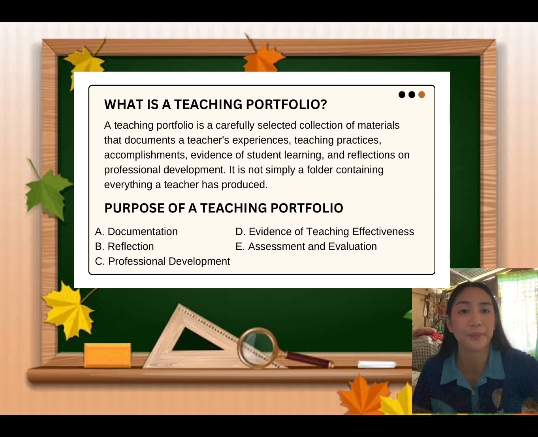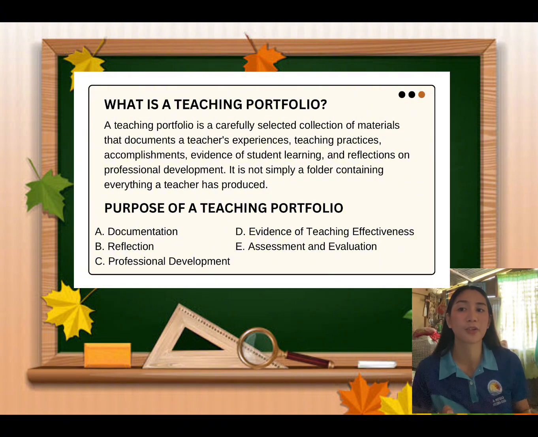For example, I could simply write, I use group activities in my lesson. But that tells us very little. A stronger reflection would be, I use group activities to increase student participation. I observed that students became more comfortable sharing ideas in small groups. However, some students still relied on their group members. So in my next lesson, I will assign specific roles to ensure that everyone participates.